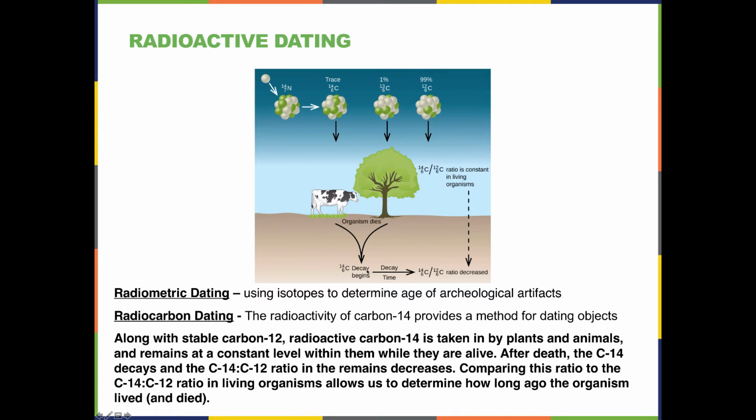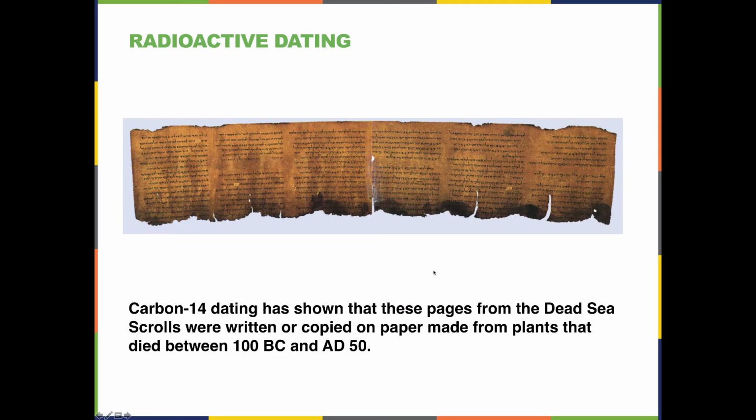And this diagram shows that the decay only occurs in dead organisms. So this decay begins here and decreases this ratio. So you compare the living to the dead ratio, and that tells you how long this decay has been going on. So carbon-14 dating can be used to date very old things, such as the Dead Sea Scrolls, which are pictured here, and the dating has been used to determine the age of this to be between 100 BC and 50 AD.